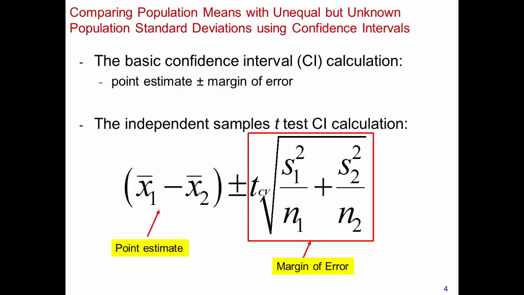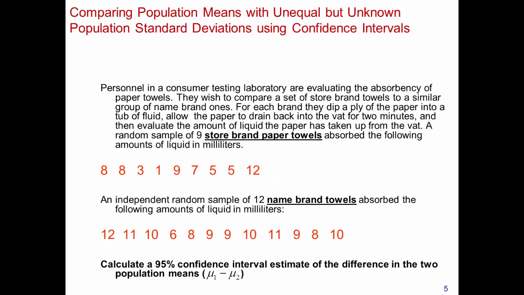So let's get right to our example. Remember, we used a paper towel example from doing our independent samples t-test. And so here's the scenario. The personnel in a consumer testing laboratory are evaluating the absorbency of paper towels. They wish to compare a set of store brand paper towels to a similar group of name brand ones.